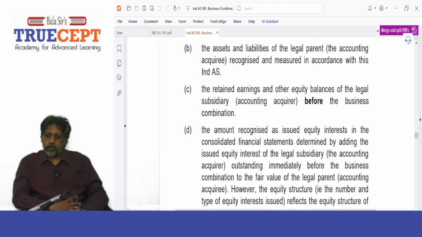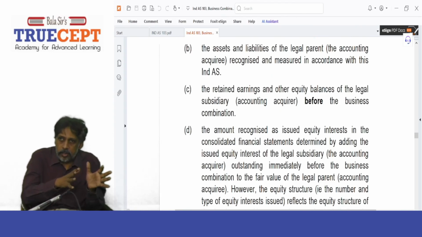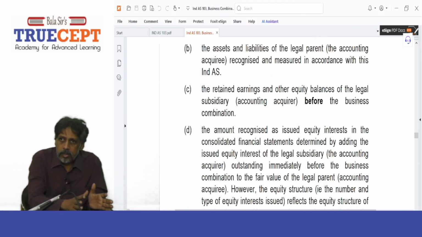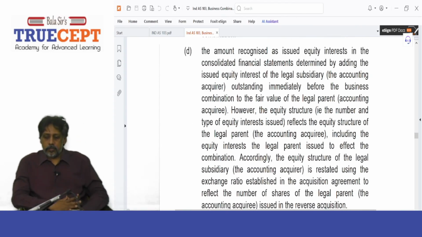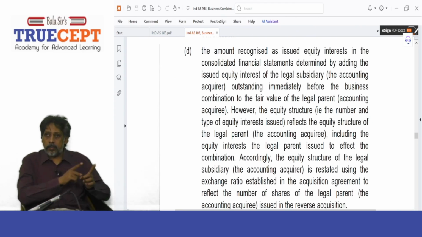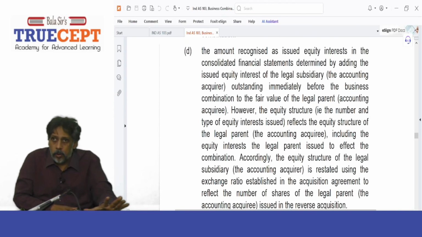The retained earnings and other equity balances of the legal subsidiary, which is B Limited, before the business combination will be shown as, because that is the accounting acquirer, right? Take the retained earnings as it is. The amount recognized as issued equity interests in the consolidated financial statements. The amount to be recognized: number of shares 250, no doubt. But what is the amount of share capital?